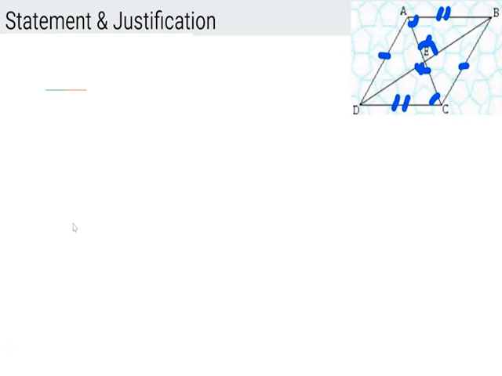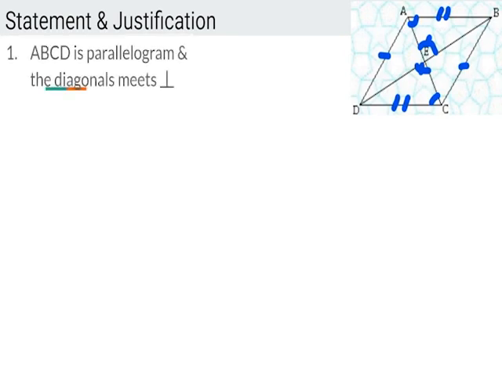For statements and justifications, let's start with the first one. ABCD is a parallelogram and diagonals meet perpendicularly. The first step is, because it's the given. So always make that mental note: whenever something is given, that's probably going to be the first step. There could be cases in which it's another step, however, it's going to usually be the first step.